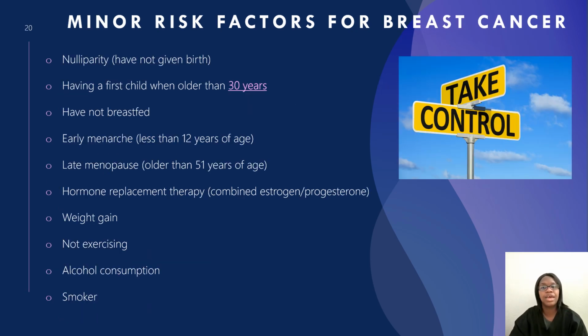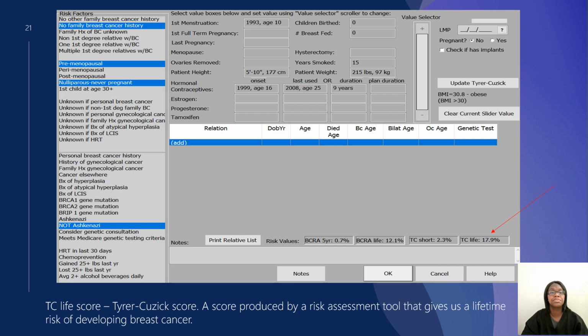For your minor risk factors for breast cancer, you have not given birth, having a first child when older than 30, if you did not or could not breastfeed, less than 12 years of age if you had an early menstrual cycle, if you had a late menopause, if you were taking hormone replacement therapy medication, weight gain, not exercising, consuming alcohol, being a smoker.